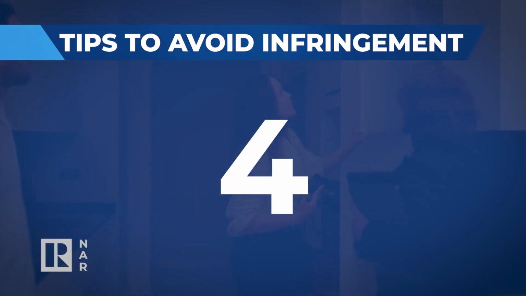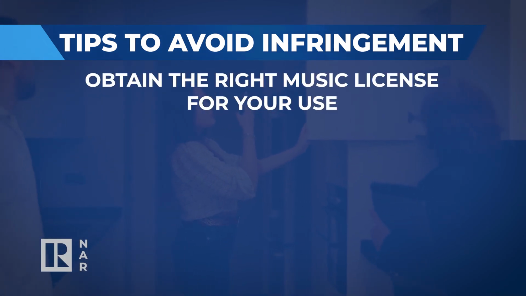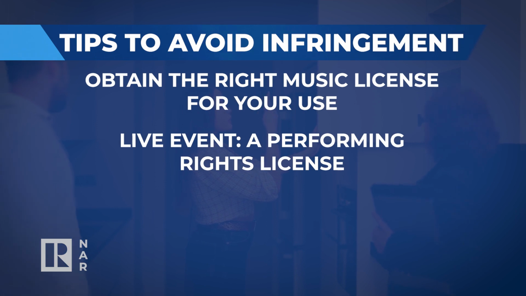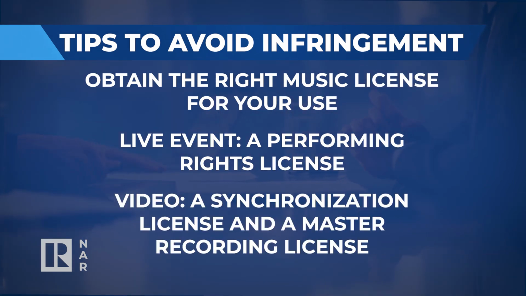When using music, make sure you have the appropriate license. To play music at an event, either pre-recorded or through a live band, you need a performing rights license. To incorporate music into a video, you need a synchronization license and a master recording license. Keep in mind that there are online companies that offer stock music along with the synchronization and master recording licenses needed to incorporate a song into a video.